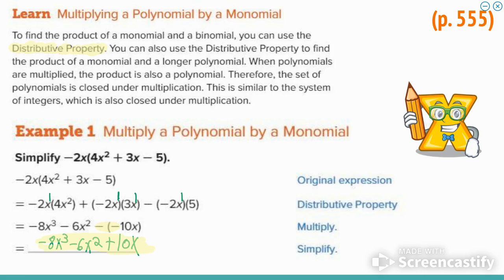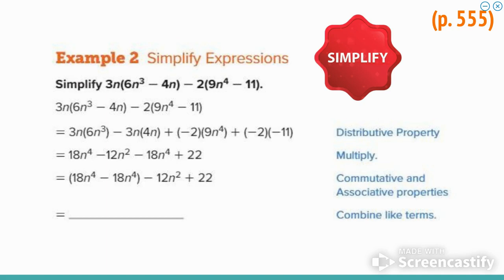Let's take a look at example 2, where we have some more distribution. Remember, the key for distribution is you have to do it when you see parentheses. What's on the outside of the parentheses needs to distribute in by multiplying. So let's take a look at example 2. We start with 3n times 6n to the third minus 4n minus 2, 9n to the fourth minus 11. And you can see your book does the same thing as me. Even when you're subtracting a negative 2, they always wrote plus negative 2.